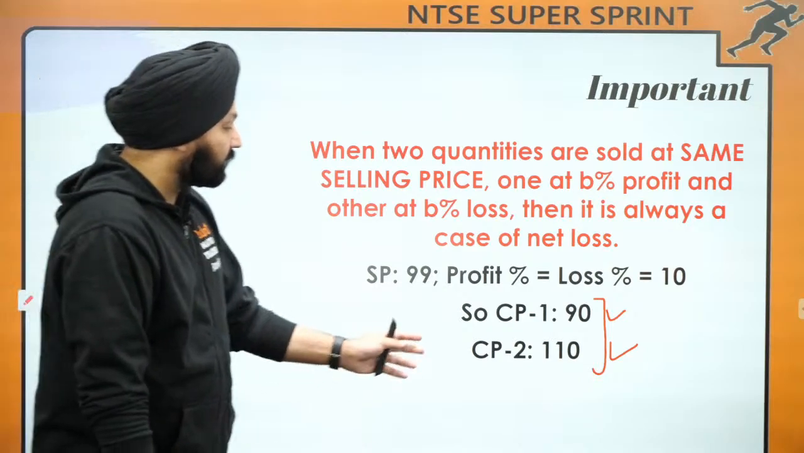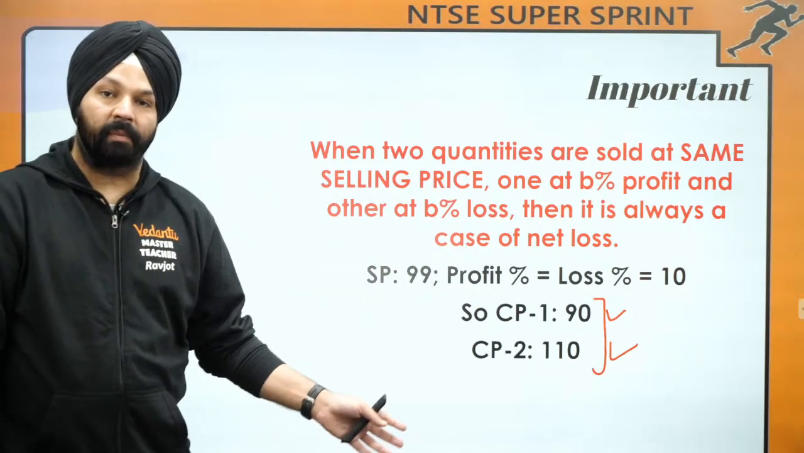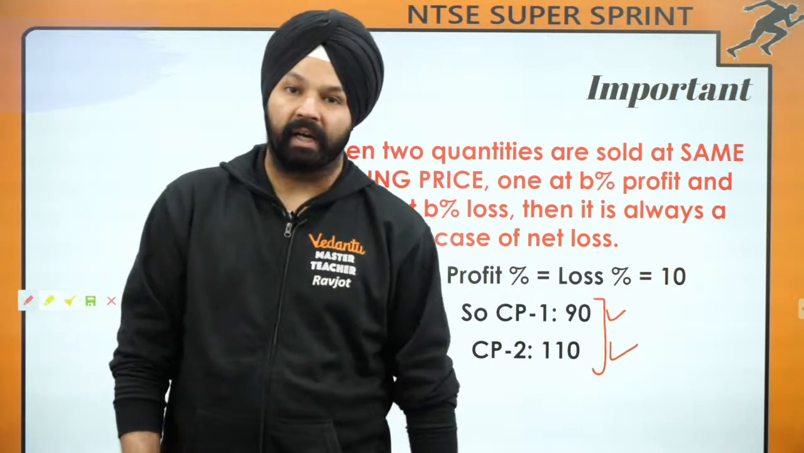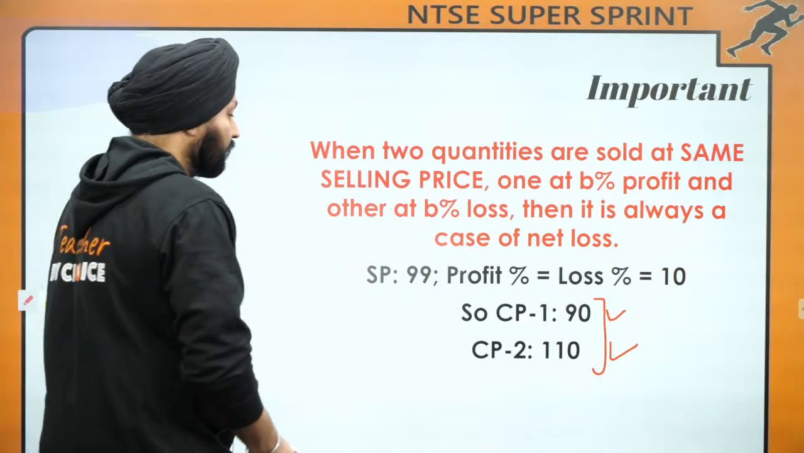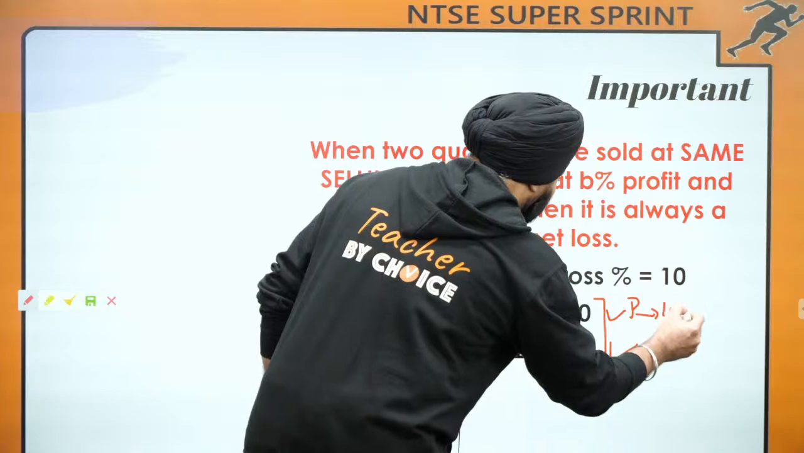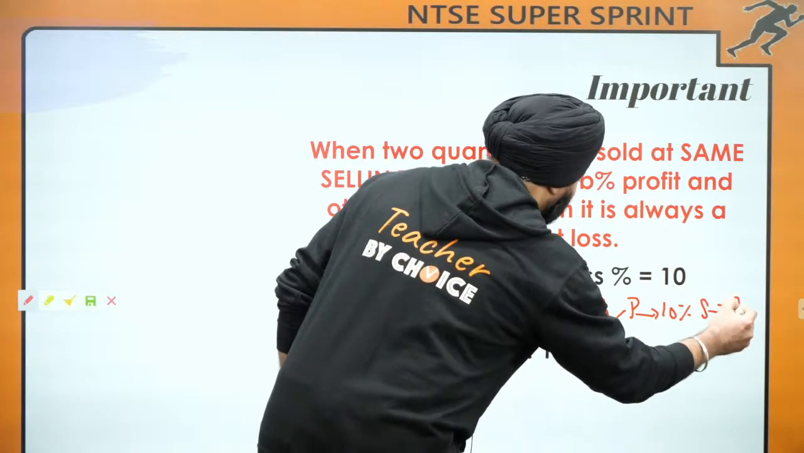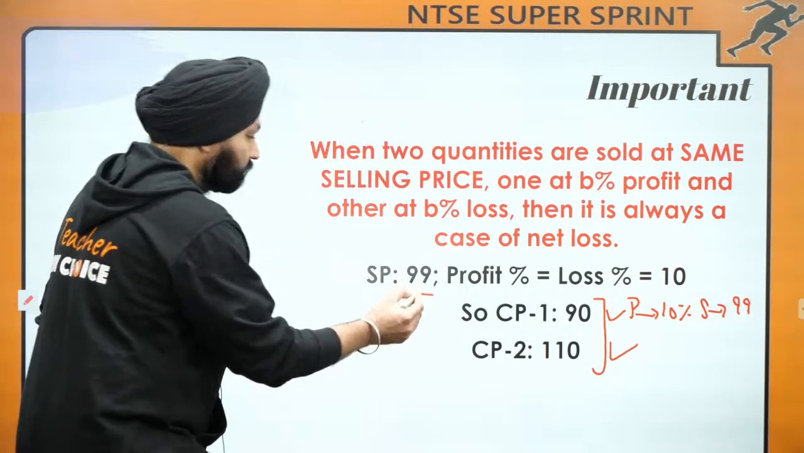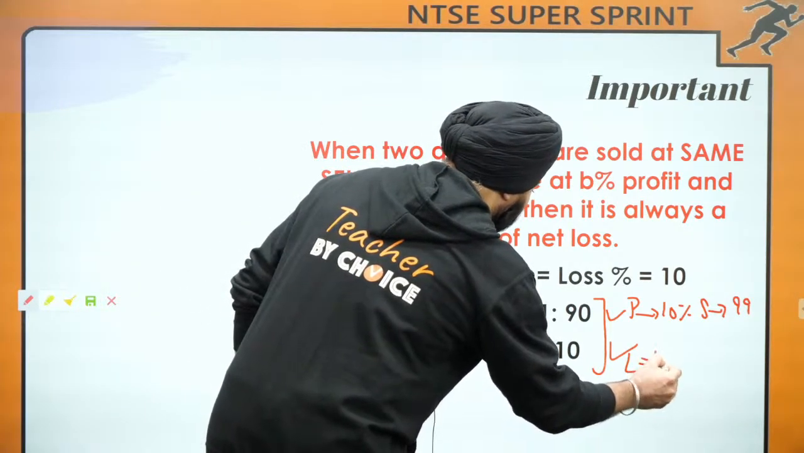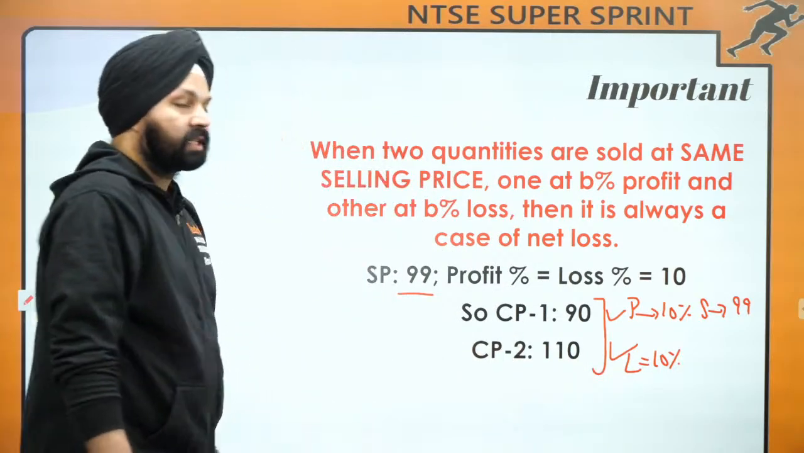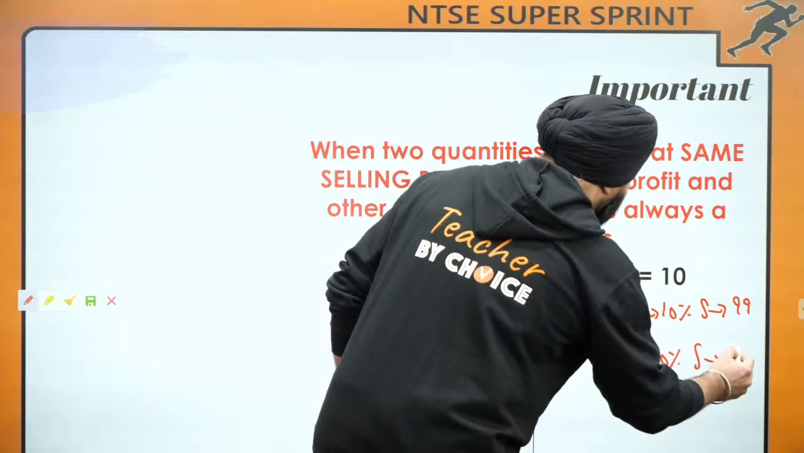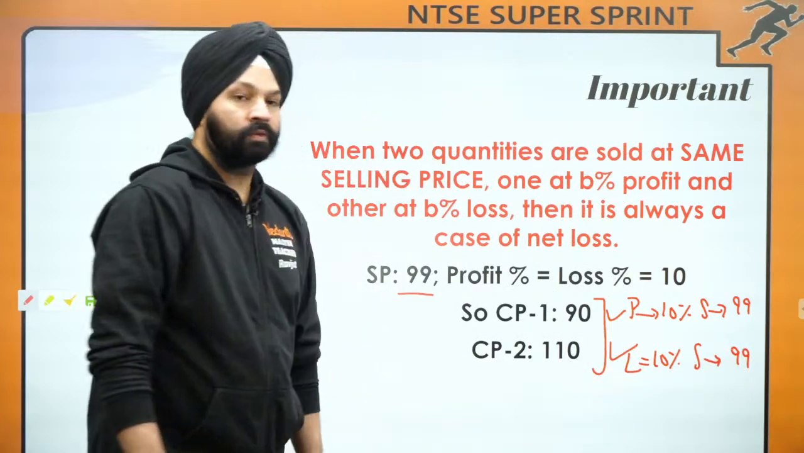एक को सेल करके आपको प्रॉफिट हो रहा है, एक को सेल करके आपको लॉस हो रहा है, और प्रॉफिट और लॉस परसेंटेज दोनों 10 बता रखा है, राइट? तो यू कैन चेक, अगर आपका कॉस्ट प्राइस 90% है और प्रॉफिट 10% है, तो सेलिंग प्राइस आपके पास कितना आ जाएगा? 99. सिमिलरली अगर आपका कॉस्ट प्राइस 110 है और लॉस 10% है, 10% ऑफ 110 इज 11 रुपीज, तो आप 11 रुपीज माइनस कीजिए, तो सेलिंग प्राइस कितना आ जाएगा? दैट इज अगेन 99.